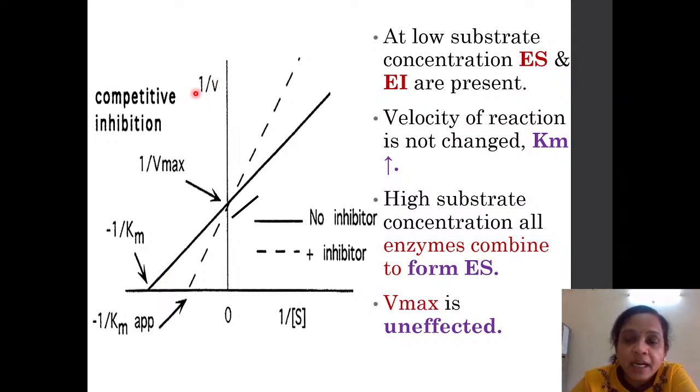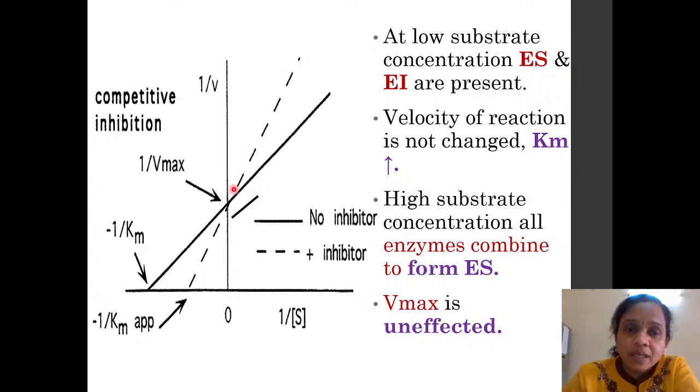It is nothing but all these things are turned to denominators. So in the y-axis you have 1 by V, and in the x-axis you have 1 by substrate. And this is Vmax. Where it intercepts with the x-axis, it is minus 1 by Km, because this is 0, so all these are Km values, so it is minus 1 by Km. Now, the red line represents everything going on smoothly when inhibitor is not there.